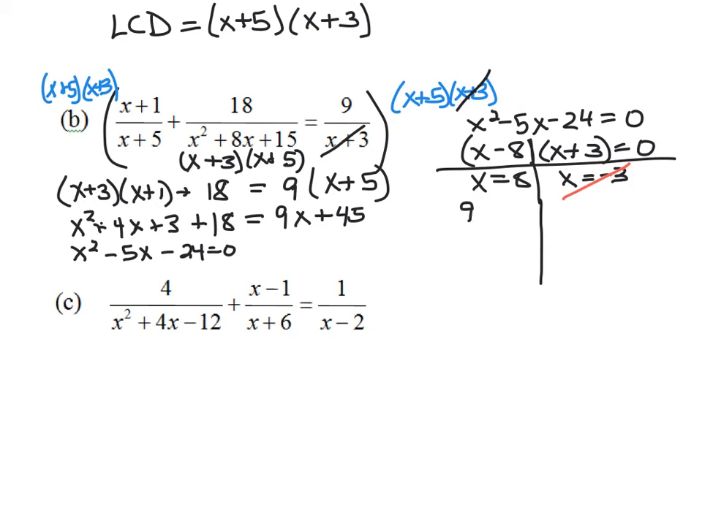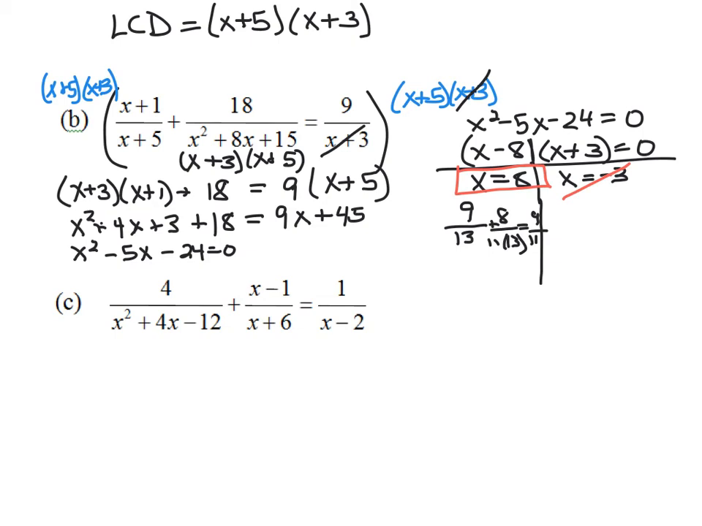So 8 plus 1 is 9 over 13 plus 8 over 8 plus 3 is 11. 8 plus 5 is 13. So 11 times 13, does that equal 9 over 11? And I would just type that into my calculator, and I see that yes, those two sides are equivalent, so x equals 8 does work.